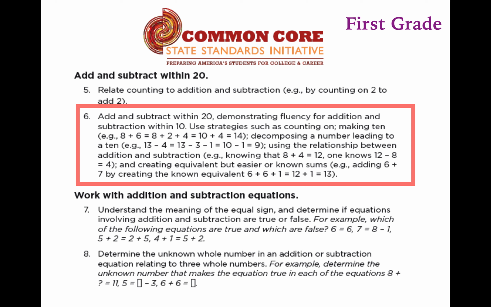But adding within 20, they're saying, is using strategies such as counting on, so a counting strategy, making 10, decomposing a number leading to a 10, which when you look at that one, it's actually our down under 10 strategy that we did there. Using the relationship between addition and subtraction, so that's the idea of think addition again, and creating equivalent but easier known sums. And here they have an example of really a near double strategy. So in the standards, we see that they're encouraging the use of these strategies as well. Again, not rushing to memorization, but encouraging students to make sense and practice these.